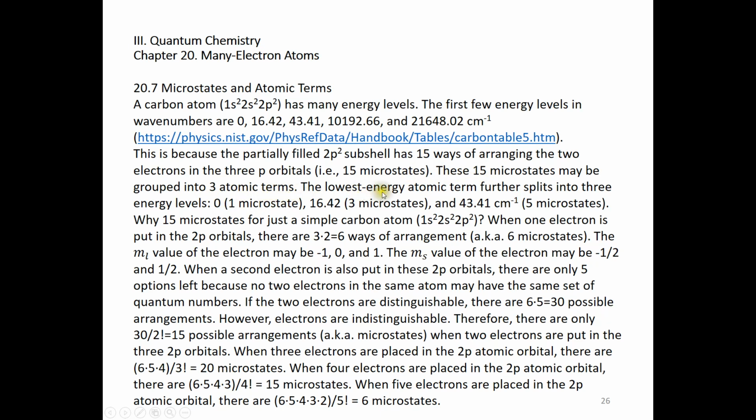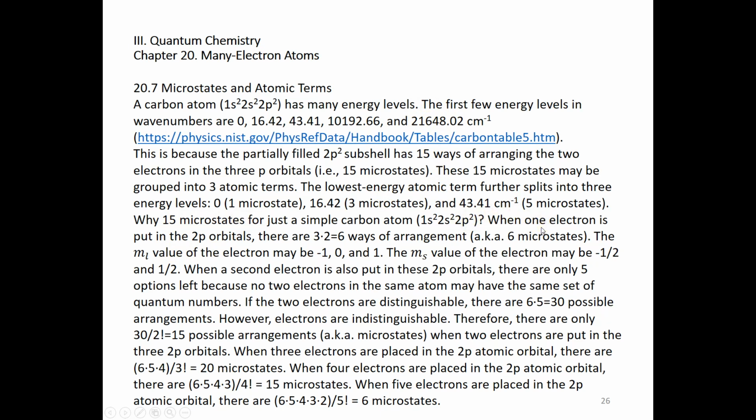The lowest energy atomic term further splits into 3 energy levels, with 1 or 3 or 5 microstates. They correspond to the relative energy of 0, 16, and 43 wave numbers. And then there are 2 other atomic terms. They correspond to 10,000 wave numbers and 21,000 wave numbers. But now again, why 15 microstates?